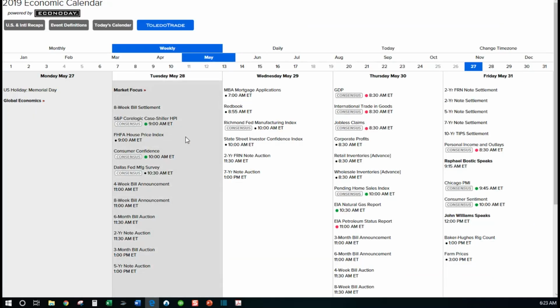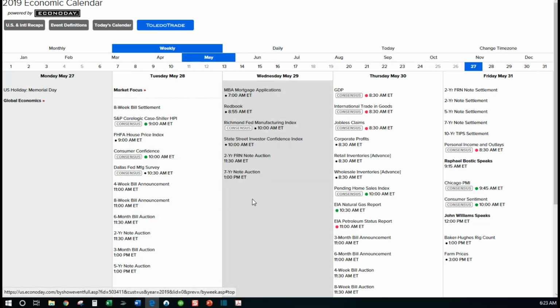Looking at the calendar, it's already Wednesday, isn't it? It's nothing there. We had mortgage applications come out early this morning. And I guess we have the Fed manufacturing index. That's not really a mover. So I'm just going to go out on a limb and say there's nothing there. However, we do have a couple auctions later today, so we got to keep an eye on that.